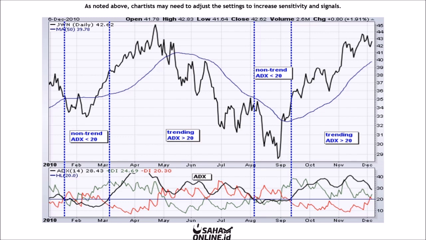As noted above, chartists may need to adjust the settings to increase sensitivity and signals. ADX also has a fair amount of lag because of all the smoothing techniques. Many technical analysts use 20 as the key level for ADX. The chart on the screen shows Nordstrom, JWN, with the 50-day SMA and 14-day average directional index, ADX.